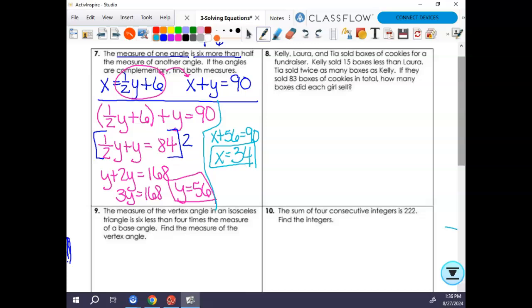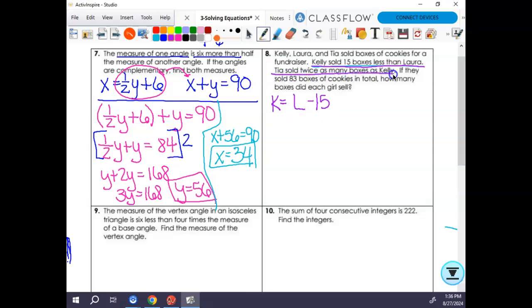All right, so let's see. Kelly, Laura, and Tia sold boxes of cookies for a fundraiser. Great. First sentence gives me information, doesn't help me with my equations. So Kelly sold 15 boxes less than Laura. So Kelly's amount is 15 boxes less than Laura. So Kelly equals Laura minus 15. So then I'll go, okay, Kelly sold 15 less than Laura. That makes sense. Then we move on.